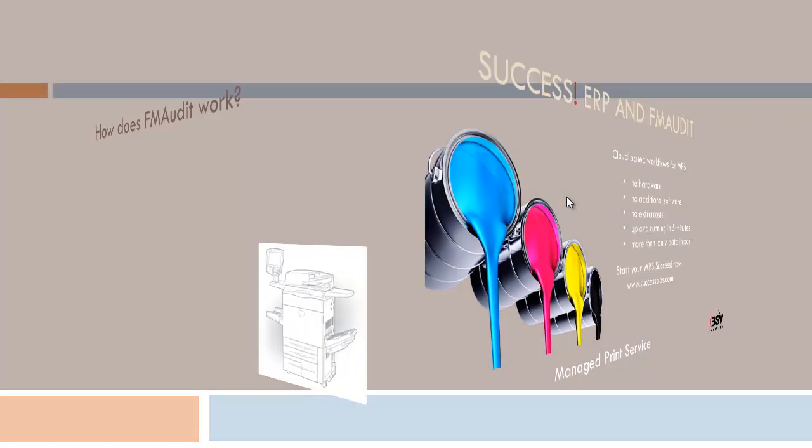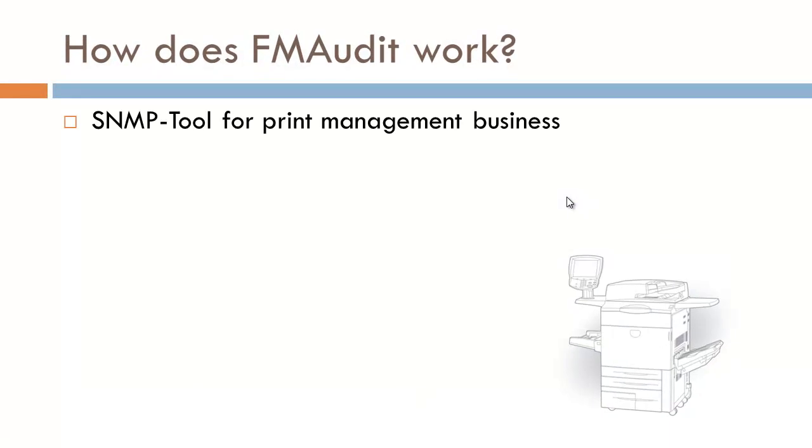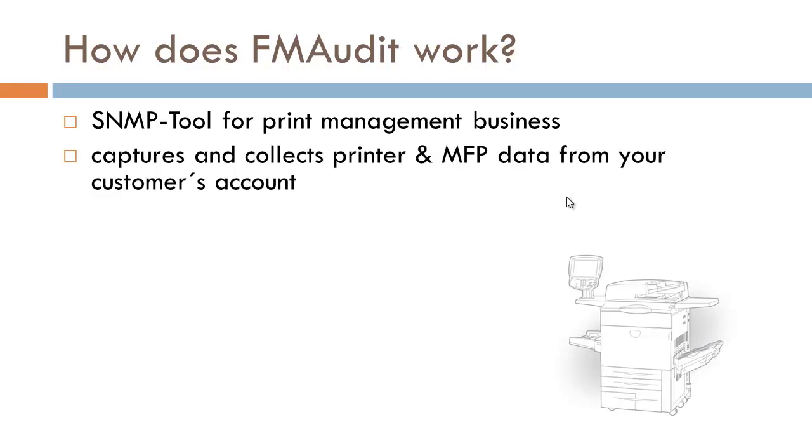Okay. Let's start. How does FMAudit work? Who's not familiar with FMAudit? A short, brief overview of FMAudit. It's an SNMP tool for print management business. That means we have a data collector that is scanning IP devices, IP ranges, and will put them into a centralized database. The capturing and collecting is all about printers and MFPs, multifunction printers, copy machines, digital copy machines, whatever is in this area. And all the data are collected on your customer accounts.